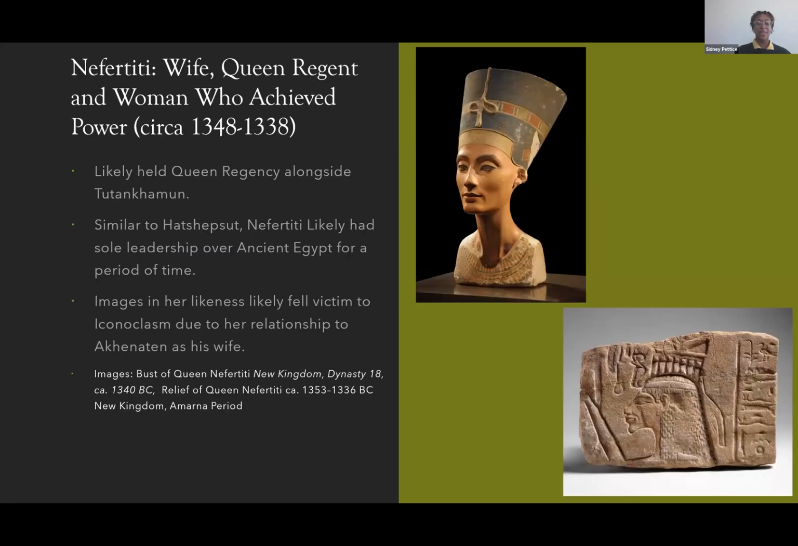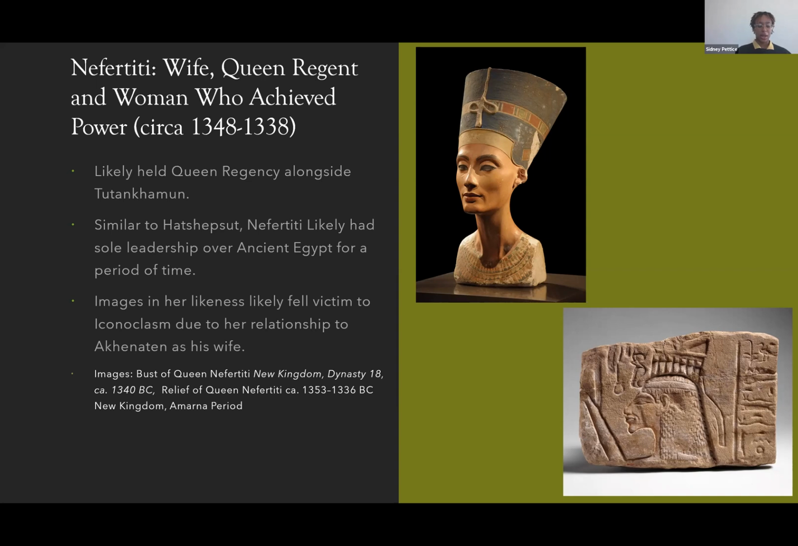So next, I will be discussing Nefertiti and her role in ancient Egypt. She was the wife of Akhenaten and the stepmother of Tutankhamun, and she was likely Akhenaten's primary wife. Though a lot of information about her is uncertain or unknown, a major reason why her history is unknown is because of her relationship with Akhenaten and the iconoclasm that the Amarna period and Akhenaten as pharaoh faced. She was so closely related to him and his legacy as his wife that images in her likeness faced intentional destruction and damage as well.